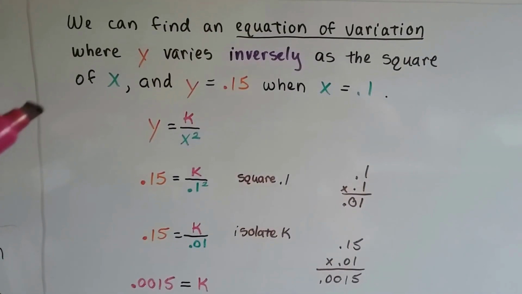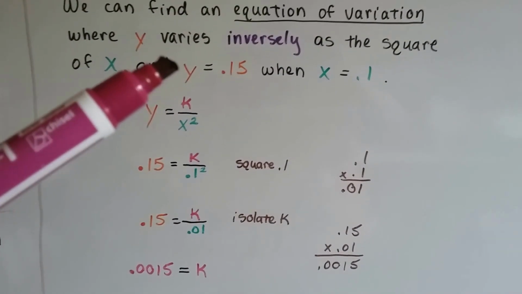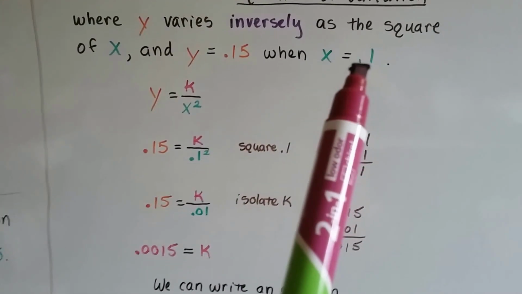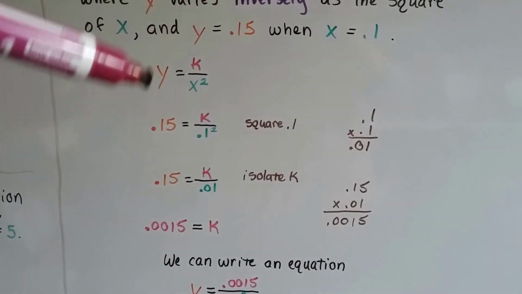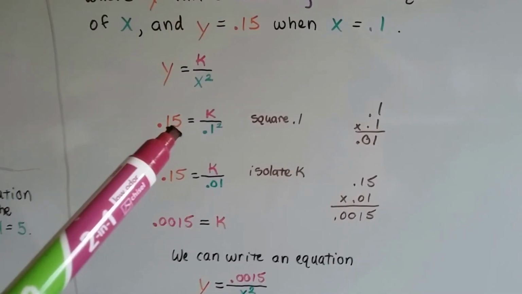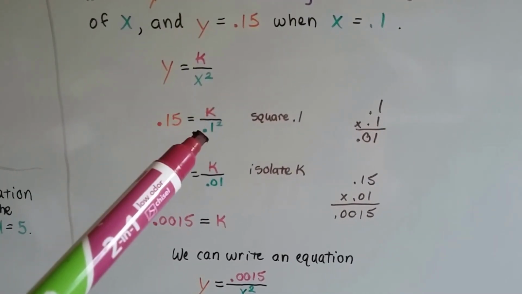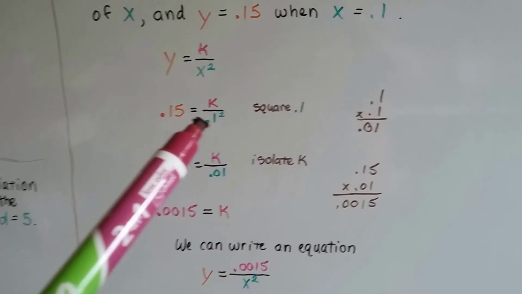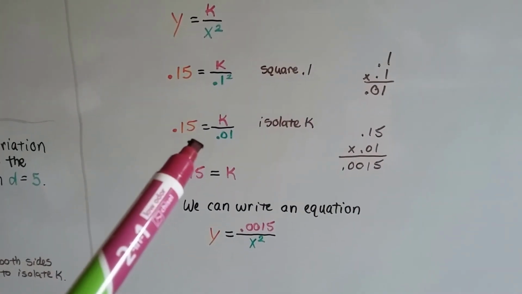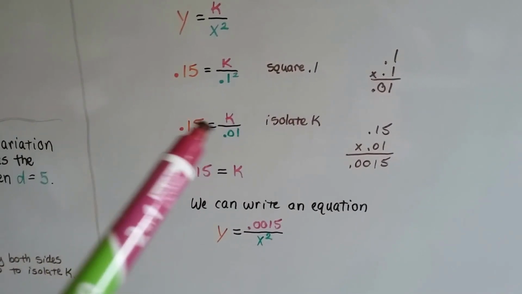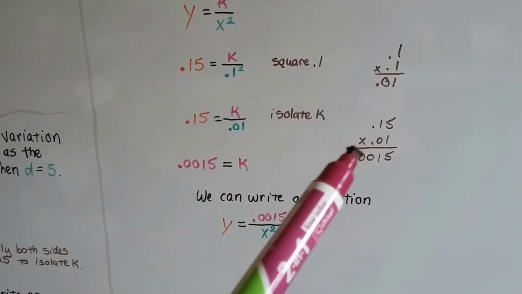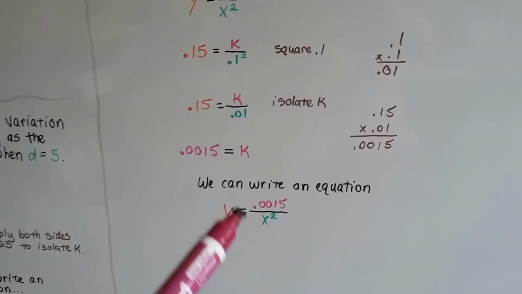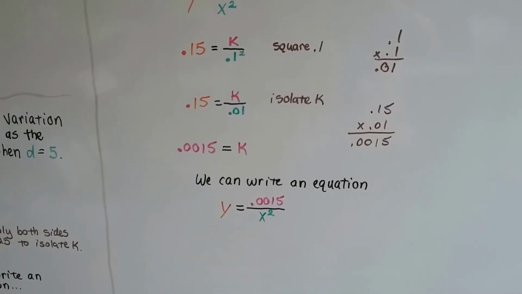Try it one last time with some decimals. So we can find an equation of variation where y varies inversely as the square of x, and y equals 15/100ths, 0.15, and x equals 1/10, 0.1. We substitute in our values for y and x. We get 0.15 equals k divided by 0.1 squared, which is 0.01 when we do 0.1 times 0.1. Now, we can isolate the k by multiplying these two together, can't we? And 0.15 times 0.01 is 0.0015, so that's the value for k. We can write an equation, y equals 0.0015 divided by x squared.